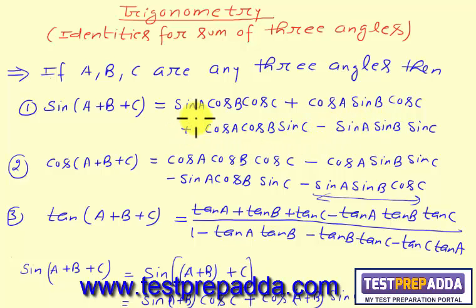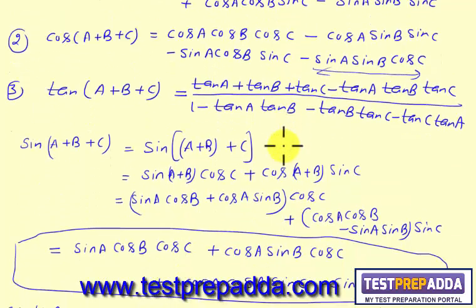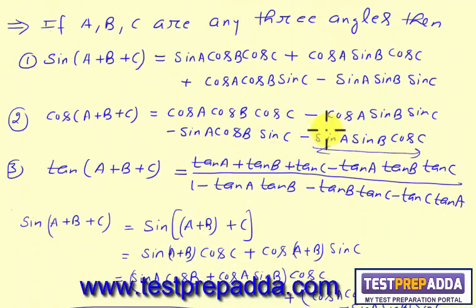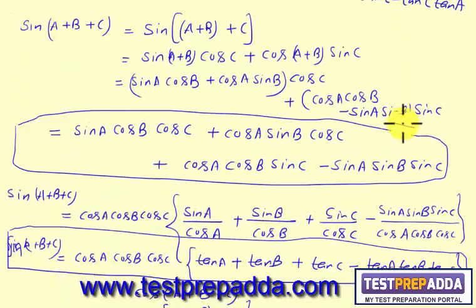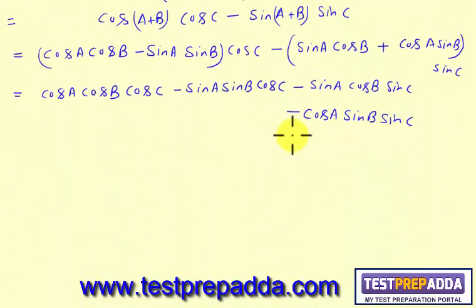Here you can find, let me check. Here it is. Sin A cos B sin C and cos A sin B sin C. So the identity is proved here.